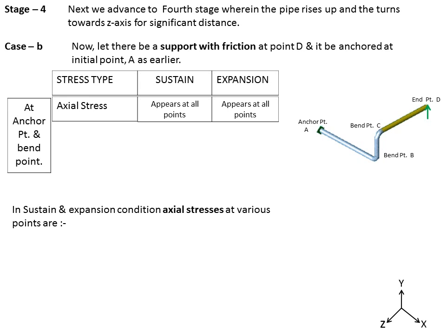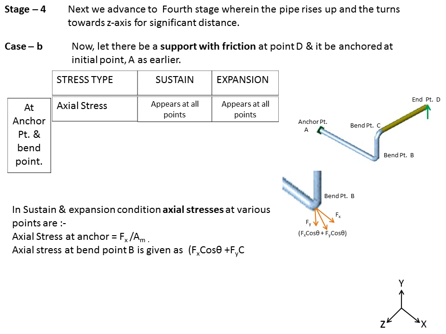In sustained and expansion condition, axial stresses at the various points are as follows. Axial stress at anchor point A is equal to Fx divided by Am, that is the axial direction of the leg divided by the metallic area of the pipe. Axial stress at bend point B is given by Fx cos theta plus Fy cos theta divided by Am, the metallic area of the pipe. So it's in the axial direction of the bend and the resultant of the Fx and the Fy forces. So at bend point B, we have the force calculation done with the help of the formula just seen.